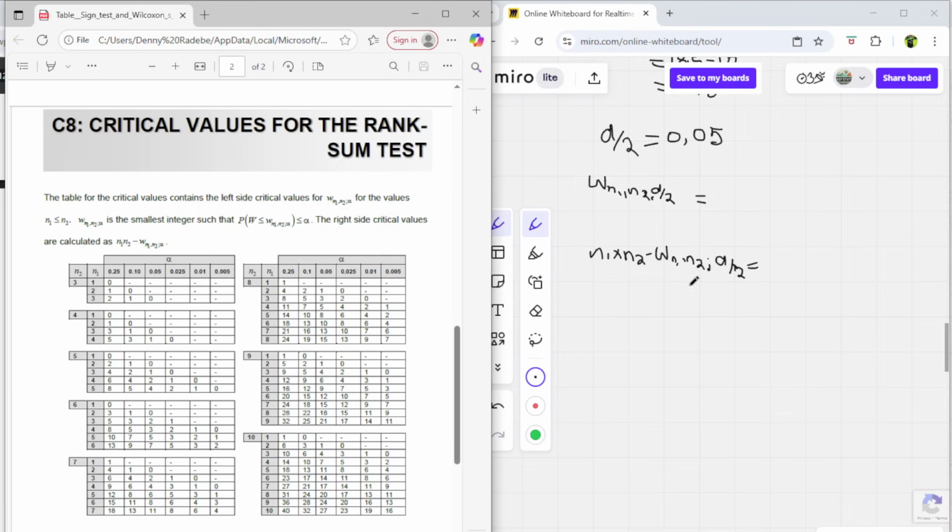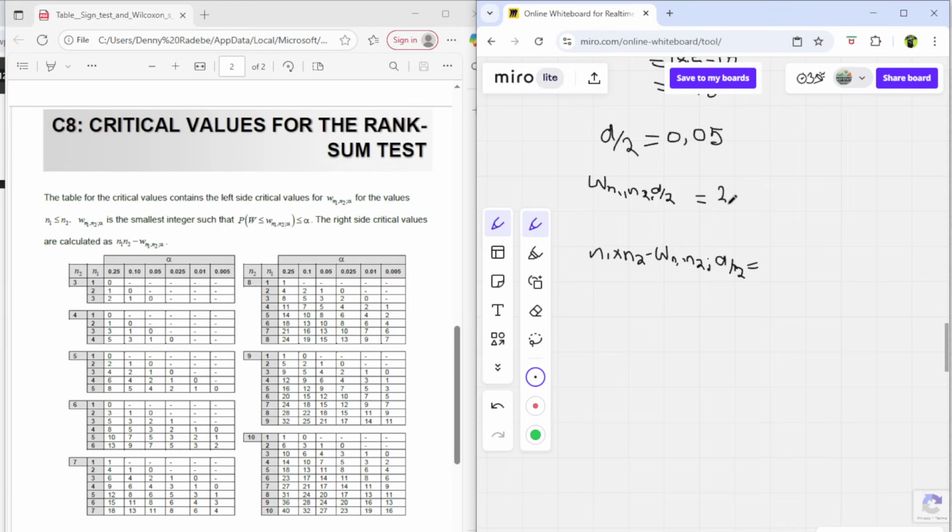N2 in our case was equal to 6. So we're going to focus on here where N2 is equal to 6. You see N2, here's 3, here's 4, here's 5, and here's 6. So you're going to focus on this part of the table. N2 is 6, N1 is equal to 4, so you're going to focus on 4. Then we go to alpha equals 0.05, which is here. This is alpha equals 0.05, and the critical value there is equal to 3. So you see the critical value is equal to 3.